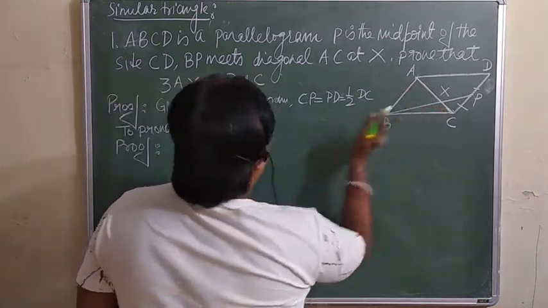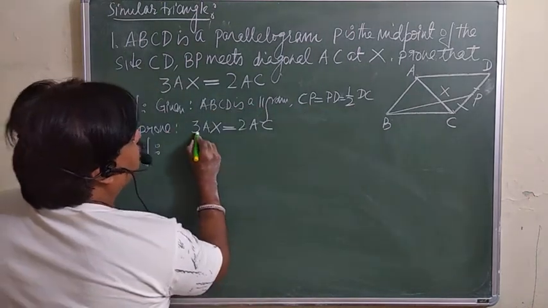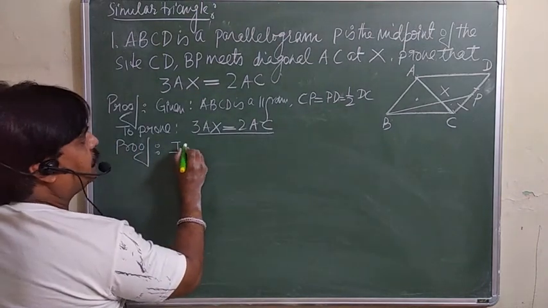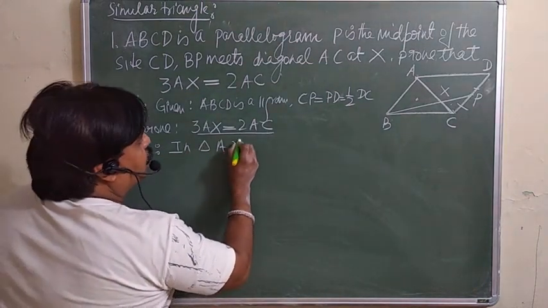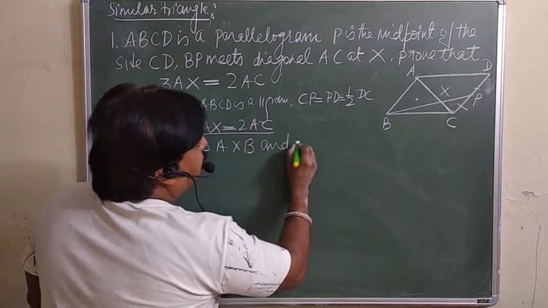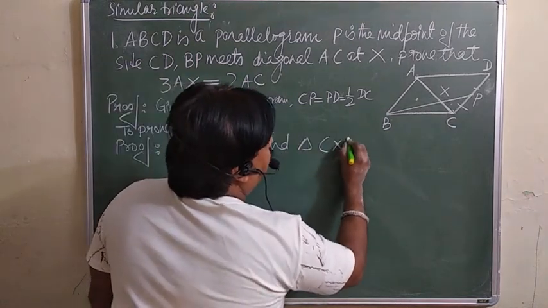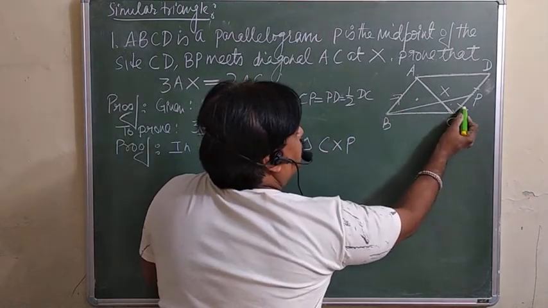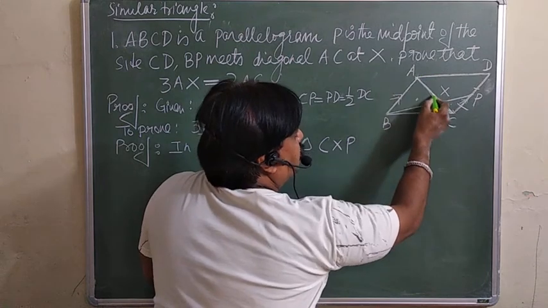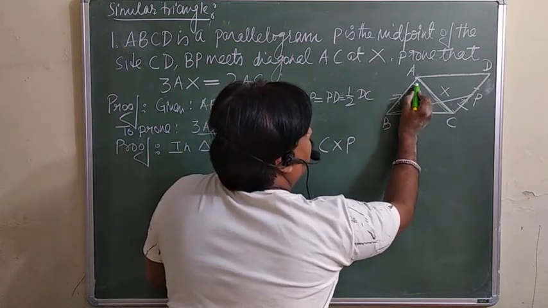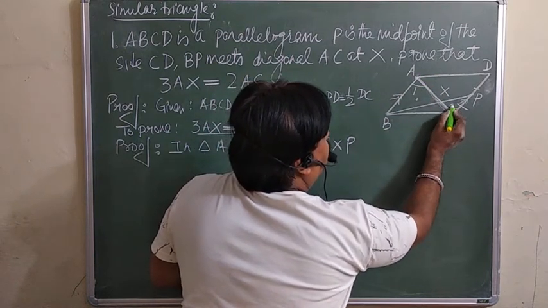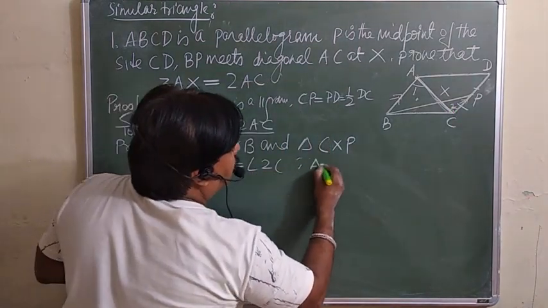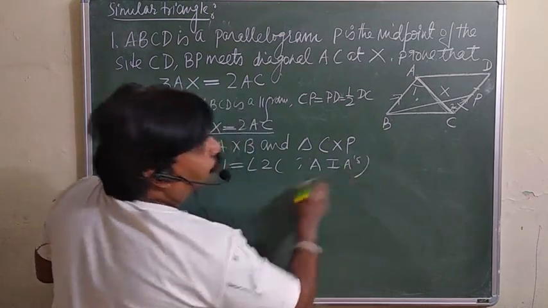See now the proof. The information which is given you must write here, and we want to prove this one. Now you are supposed to take these two triangles first: triangle AXB and triangle CXP. See now, this is already given parallel to this one, and this is your transversal. So you can say angle 1 is equal to angle 2, alternate interior angles.